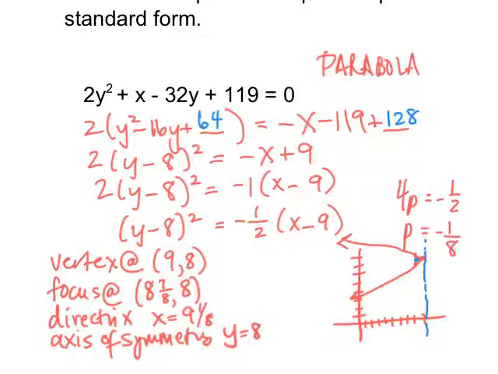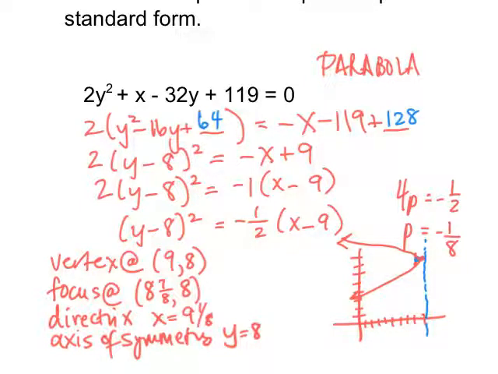When you complete the square, you get 2 parentheses y minus 8 squared, and you have negative x plus 9. You want to pull out the coefficient of the x term from both so you can find the x coordinate of your vertex. Did that here. Then I divided by the 2. So it turns out we have y minus 8 quantity squared equals negative 1/2 parentheses x minus 9, which means our vertex is at x coordinate of 9, y coordinate of 8.